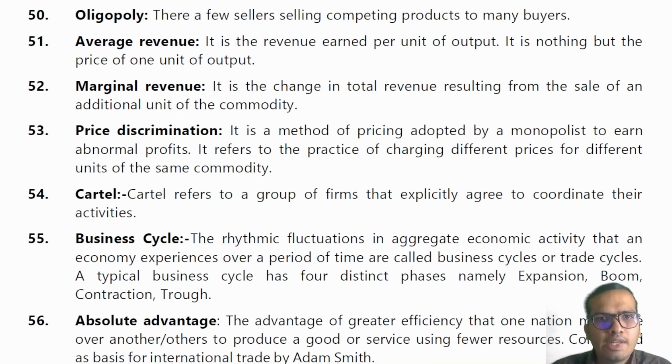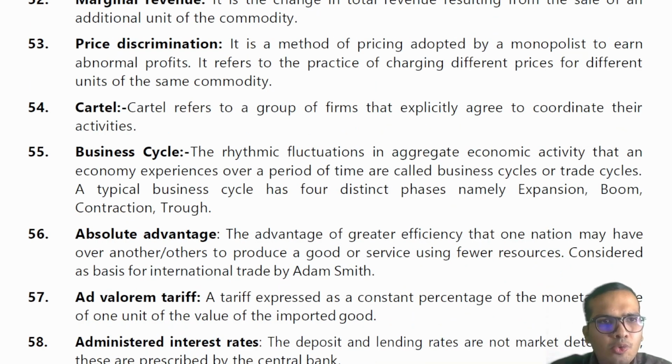Then average revenue. So it is the revenue earned per unit of output. It is nothing but the price of one unit of output. Then comes number 52, marginal revenue. So it is the change in total revenue resulting from the sale of an additional unit of the commodity.